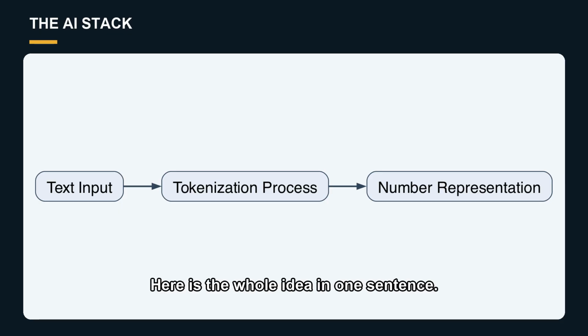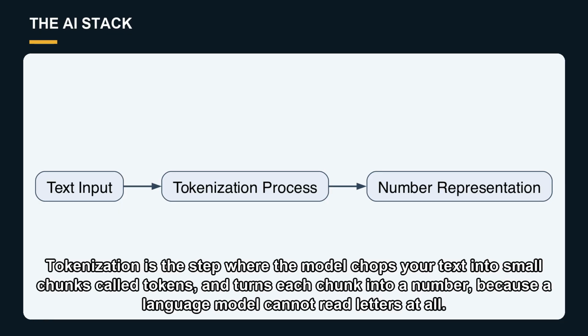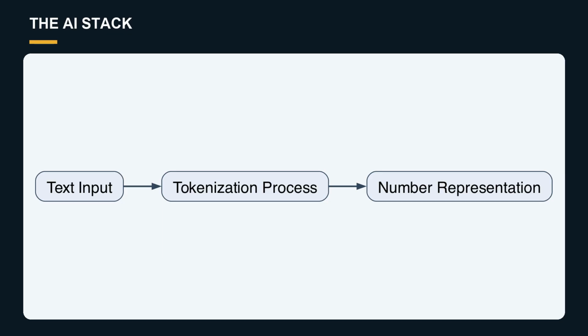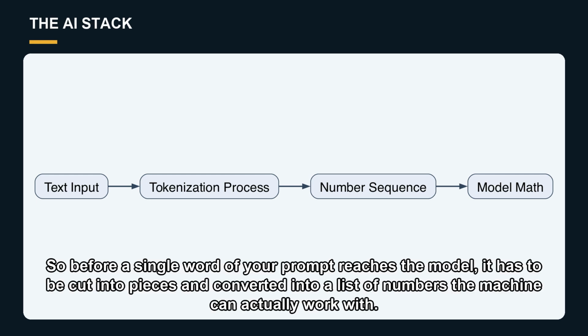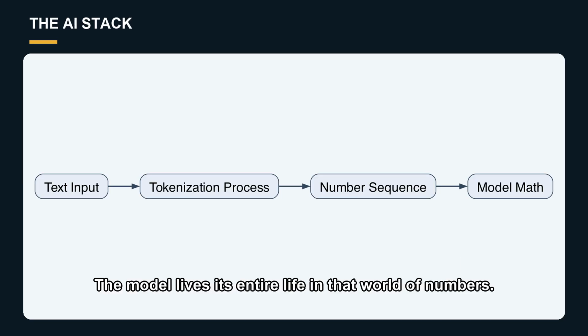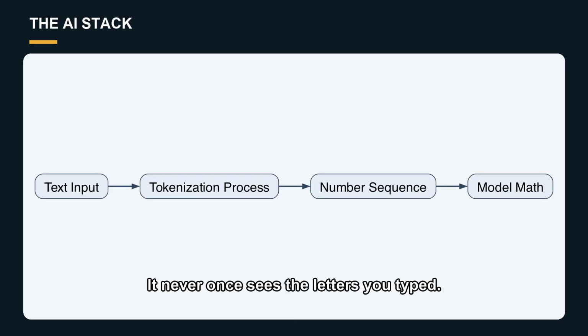Here's the whole idea in one sentence. Tokenization is the step where the model chops your text into small chunks called tokens and turns each chunk into a number, because a language model cannot read letters at all. It only does math on numbers. So before a single word of your prompt reaches the model, it has to be cut into pieces and converted into a list of numbers the machine can actually work with. The model lives its entire life in that world of numbers. It never once sees the letters you typed.